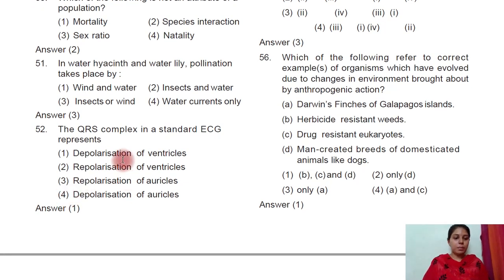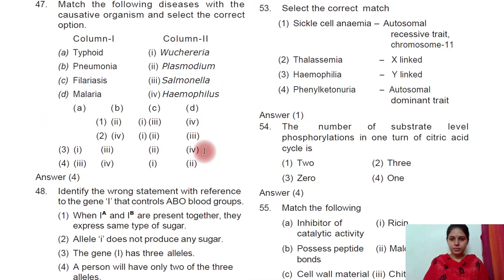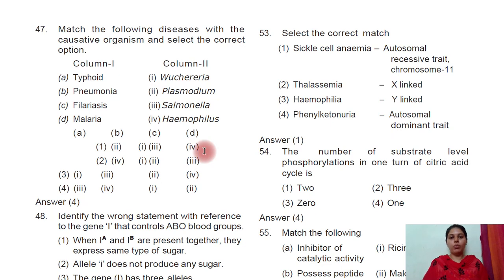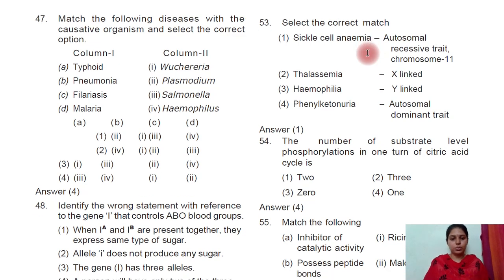The QRS complex, only the QRS complex in a standard ECG represents the depolarization of ventricles. So you shouldn't be confused with the repolarization. Depolarization is the right answer. Next, we'll move on to select the correct match. The correct match here is sickle cell anemia, which is an autosomal recessive trait. But look at thalassemia. Thalassemia is autosomal dominant. Hemophilia is X-linked. Phenylketonuria is an autosomal recessive trait. But they're all wrong, right? So the correct proper thing is sickle cell anemia, which is an autosomal recessive trait, and it actually happens in chromosome 11.